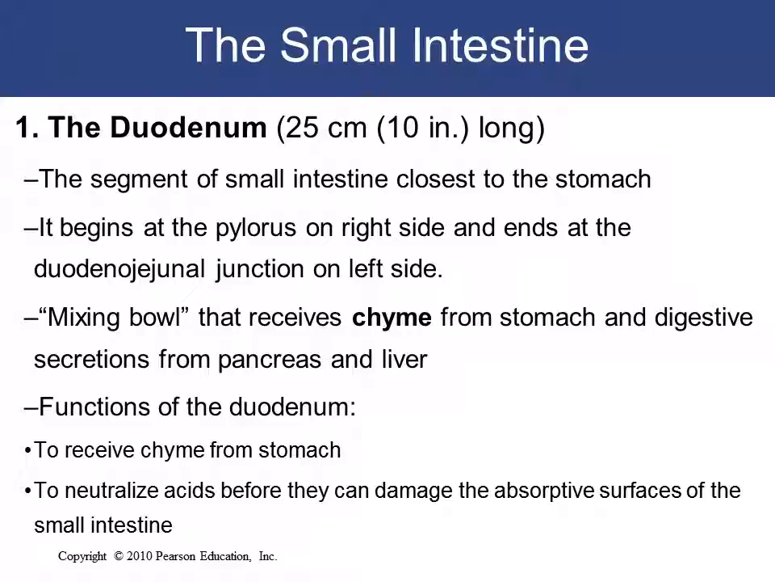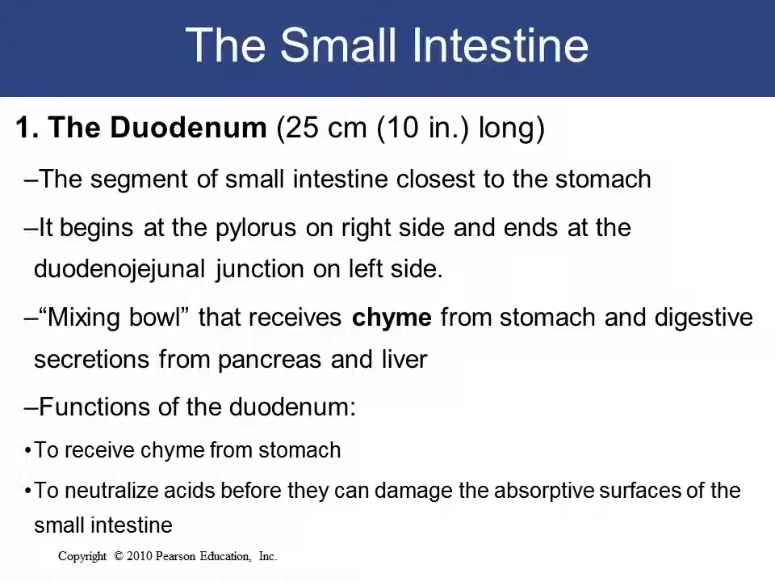The duodenum is about 25 centimeters long and is the first and shortest part of the small intestine, which is closest to the stomach. It begins at the pylorus on the right side and ends at the duodenojejunal junction on the left side. The duodenum pursues a C-shaped course around the head of the pancreas. It is a mixing bowl that receives chyme from the stomach and digestive secretions from the pancreas and liver.